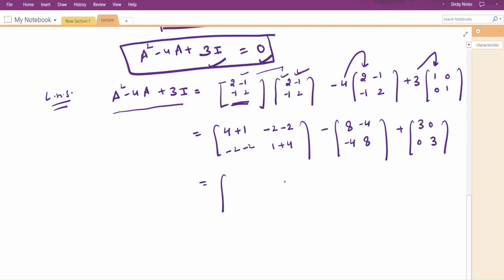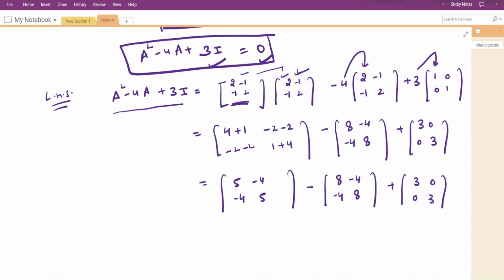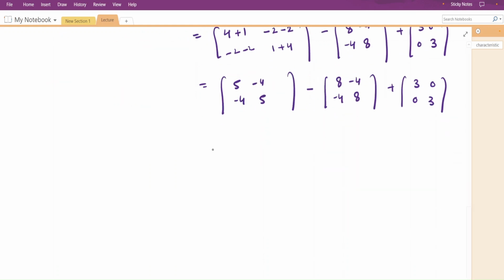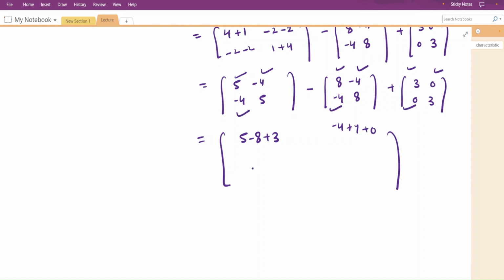So ultimately a few more updates are required: [5, -4; -4, 5] minus [8, -4; -4, 8] plus [3, 0; 0, 3]. Now all are 2 by 2 matrices, so we can easily update it like this: 5 minus 8 plus 3, then minus 4 plus 4 plus 0, again minus 4 plus 4 plus 0, and 5 minus 8 plus 3.